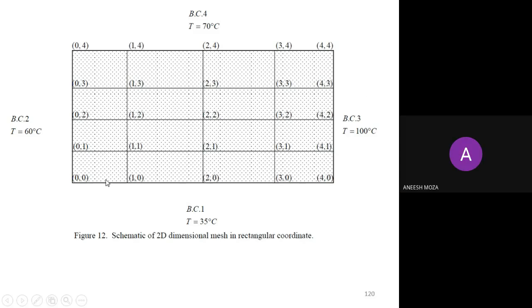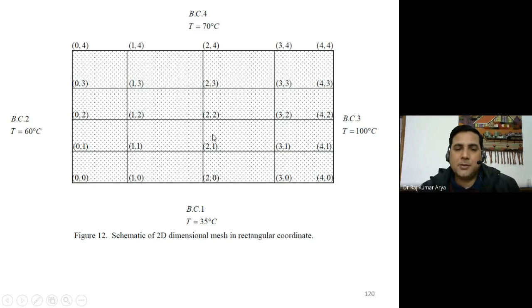Now we want to calculate it from our finite difference formulations. So this is how a typical finite difference mesh looks. People call this mesh or grid formation, whatever you say.